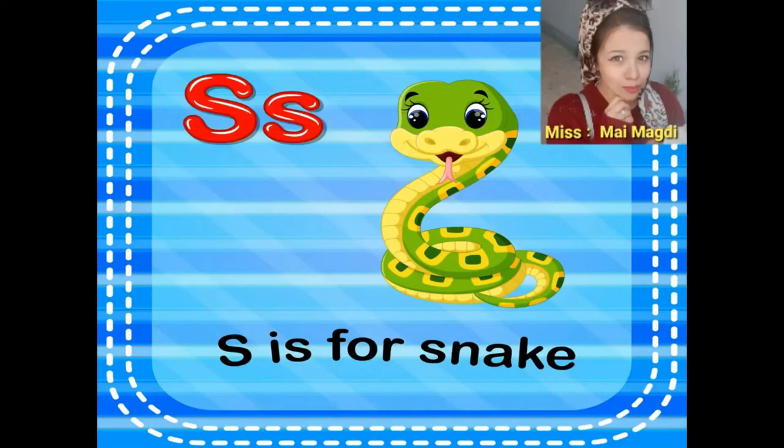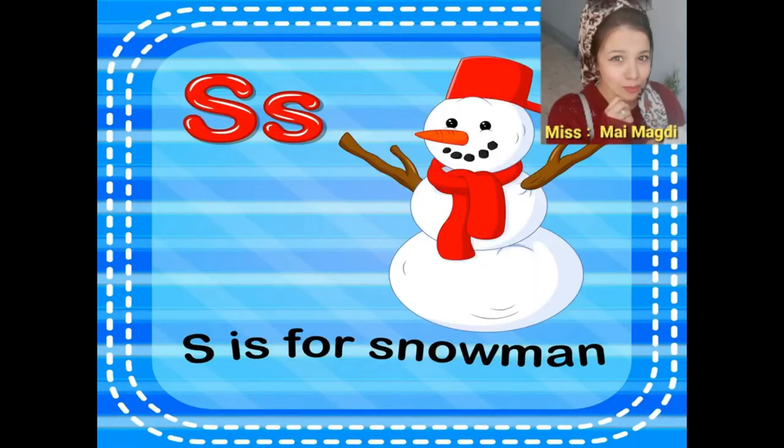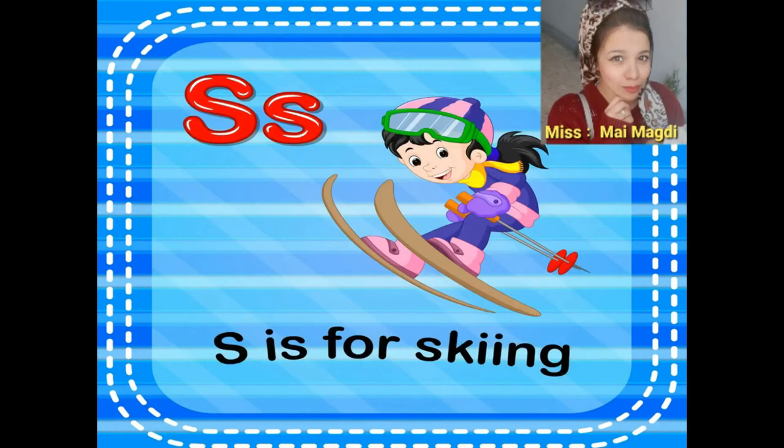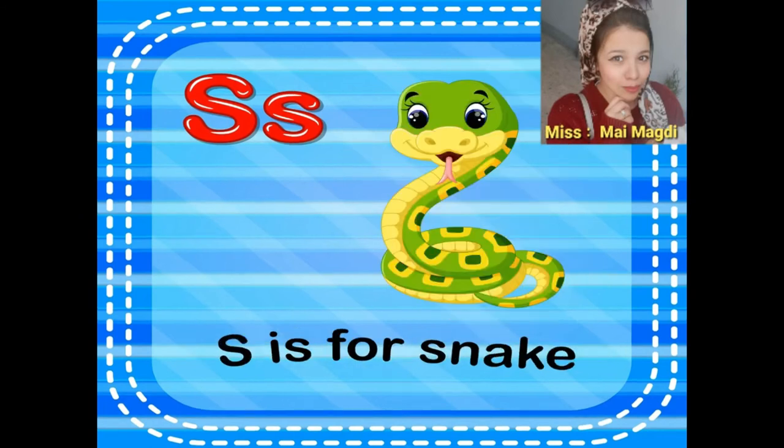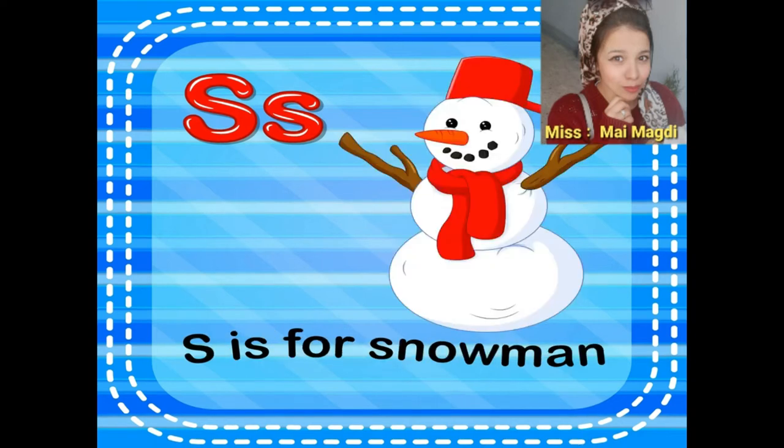Snake. S, S, snowman. Again. Snowman. Snake. طيب. What's the sound of letter S? Again. Excellent. So, the sound of letter S is S. Okay. Let's write letter S.